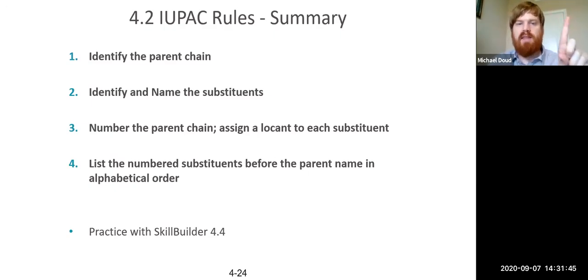Number 1, find the parent chain. Name the parent chain is what I would say next. Next step, identify and name any substituents that you have. Then number the parent chain, and you're going to assign a number to each substituent. That number is going to be what carbon it is on the parent chain. Finally, the last one is list the numbered substituents before the parent name in alphabetical order. Ooh, that sounds like a lot, but with practice, it's going to become second nature to you. This is going to be a way that we can easily name different organic chemicals and communicate with one another in this class in the future.